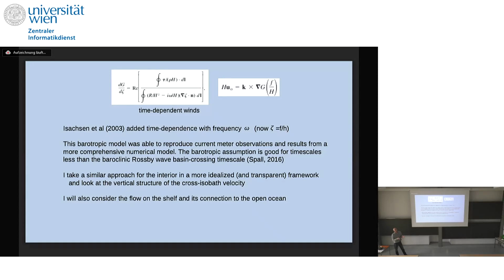Rossby wave crossing the basin adjusts the baroclinic field and it's not barotropic anymore. But if the timescale is short compared to that, then Rossby waves aren't important. At these latitudes, it takes about 10 years for a Rossby wave to cross the Norwegian Sea. I'm forcing things on seasonal timescales, so the barotropic assumption is good. I'm going to take a similar approach to what they've done, but I'm going to have a very idealized configuration, which allows me to get some analytic solutions.